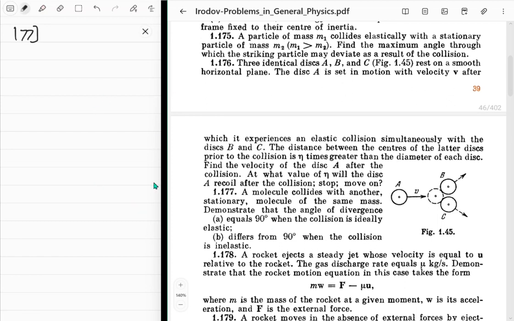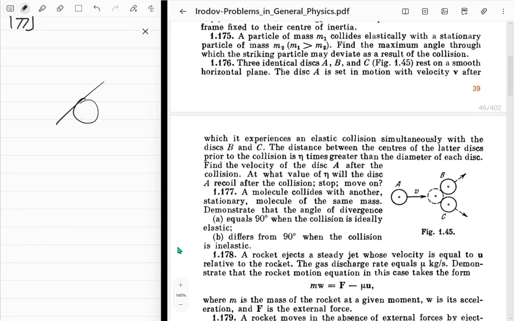Angle of divergence, right? So, wait, what? When the collision is ideally elastic. What do you mean by that? I don't understand this. Wait, what? Differs from 90 degrees when the collision is inelastic. Not sure I understand this. Why would it be a particular angle? Okay, let's try it out.